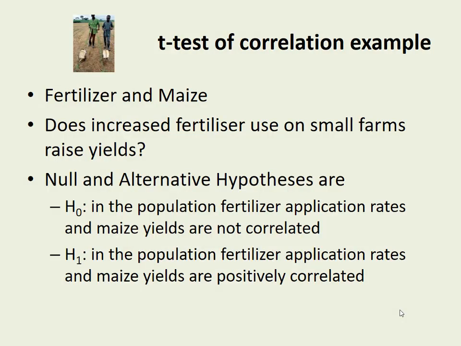So let's go straight to an example. Looking at the connection between putting fertiliser on and getting maize out. Does increased fertiliser use on small farms raise yields? Well, you'd hope it would, so you'd hope for a positive correlation. So the null would be, in the whole population, fertiliser application rates and maize yields are not correlated. That's the whole population, and we just got a sample from that population. The alternative would be that in the whole population they're positively correlated, so you'd hope that more fertiliser gives you more maize.